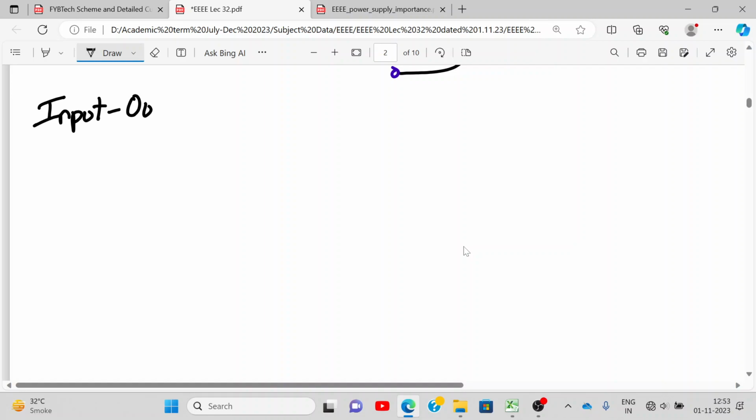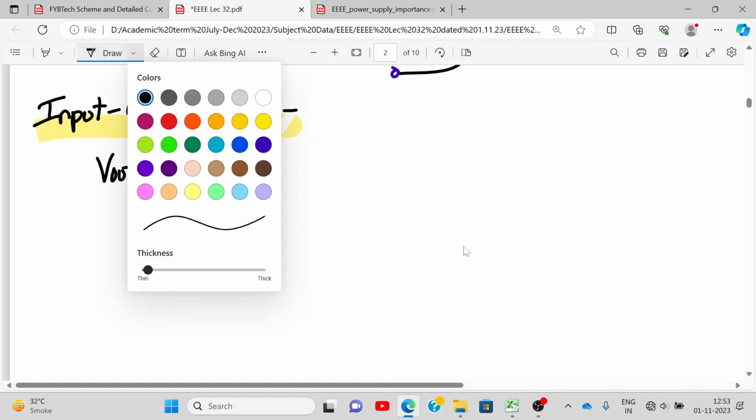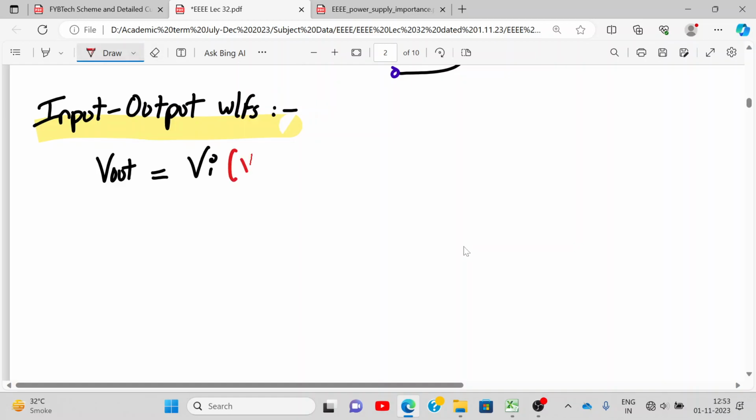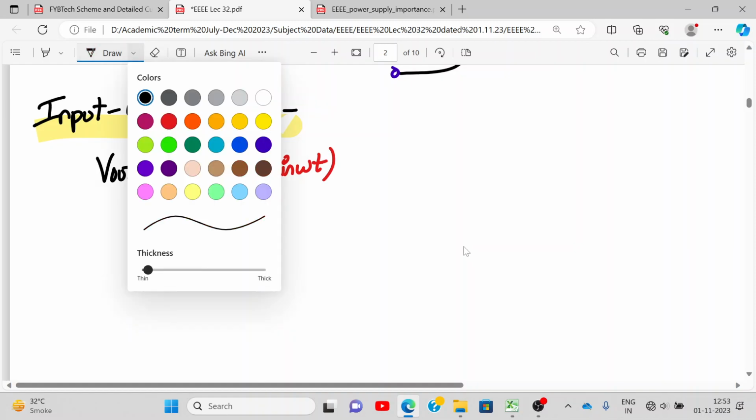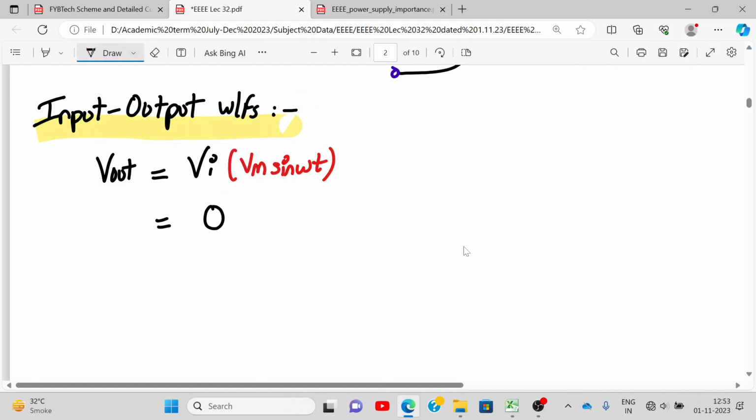Write down: input, output waveforms for half wave rectifier, and they are drawn with respect to time. So first of all, let's write Vout is equal to Vi, which is equal to, what is Vi called as? Vm sin omega t, correct? And it is 0. Now, what is the period we will write over here? See now, see the diagram.